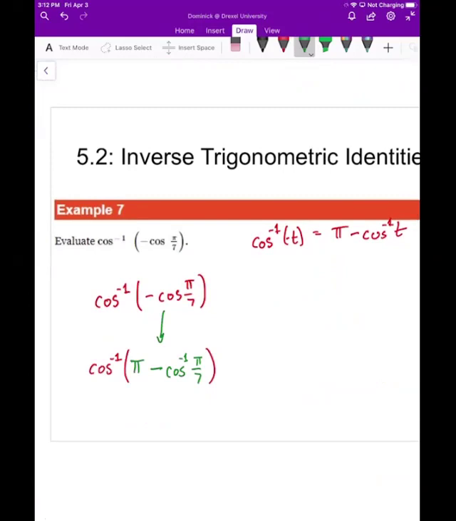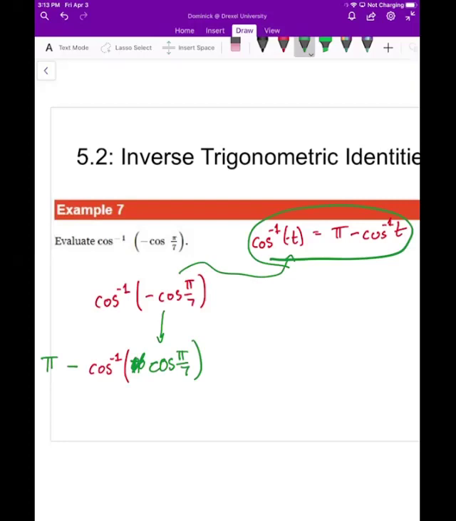Oh, wait a minute. No, I'm sorry. That's not the way I want to do it. I need to do it as two separate things, right? Because if I want to put it in this form, then my t is like this inside right here. So I need to do pi minus the inverse cosine of cosine pi over 7. A lot of cosines here.